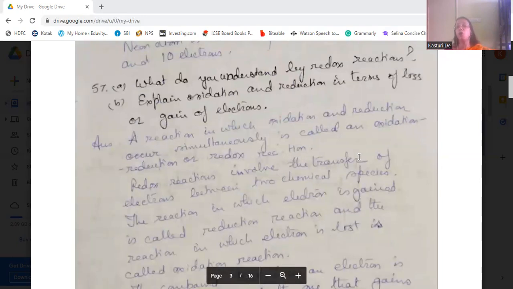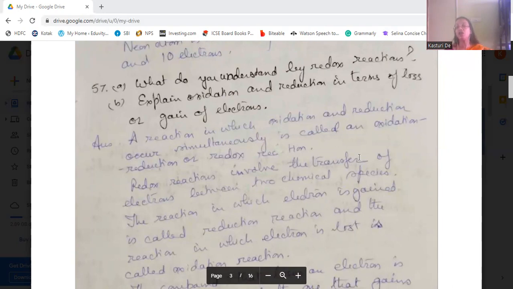Redox reaction means what? A reaction in which both oxidation and reduction occur simultaneously. So that type of reaction will be oxidation reduction reaction, or you can say redox reaction. Now, redox reaction involves transfer of electrons between the two chemical species. Chemical atoms, there is transfer of electrons.